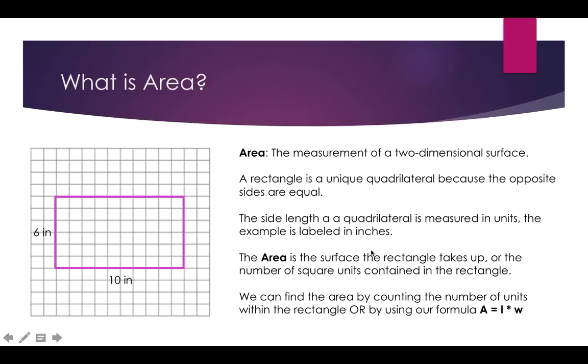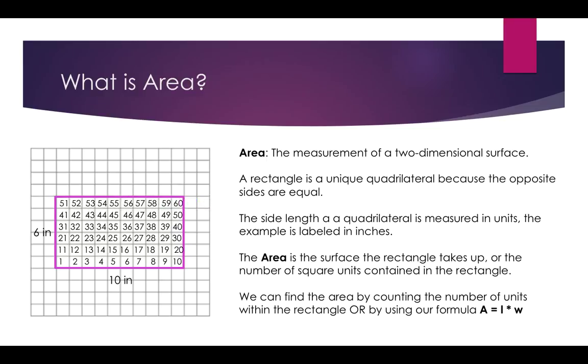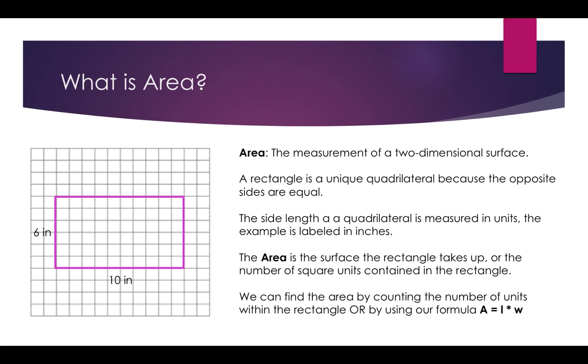So the area is the surface the rectangle takes up, or the number of square units contained in the rectangle. So one of the ways that we can find the area is by counting the number of units inside the rectangle. So of course, I can go ahead and count all of those units individually and come up with an area for this particular rectangle of 60. And that is certainly a feasible method to use. What's interesting, though, is that 60 is the same as 10 times 6.